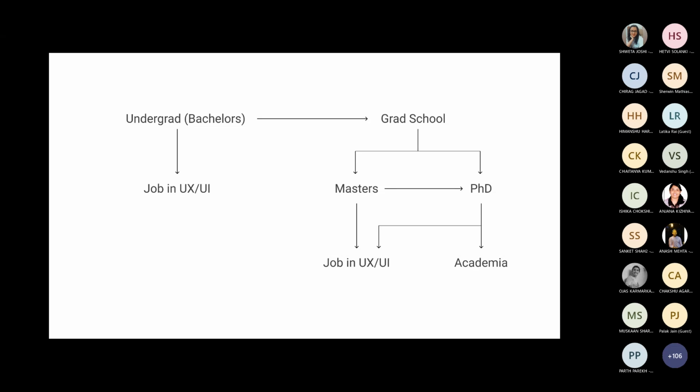You can also start with a master's and then go to a PhD, or you can directly do a PhD as well. And then after your master's, maybe you can do a job in UI UX. And even after PhD, you have an option where you can just stay in academia, be a professor, do research, or again, you can take up a job in UI UX. So let's focus on the first part right now, where you're in your undergrad and you're looking for a job in UI UX.